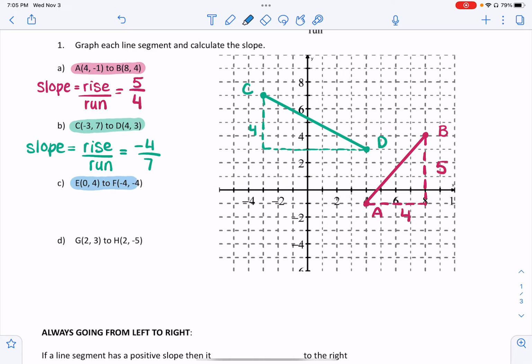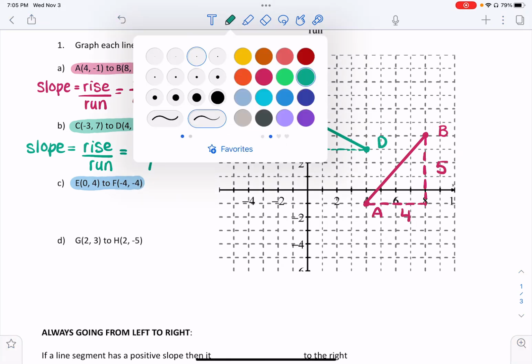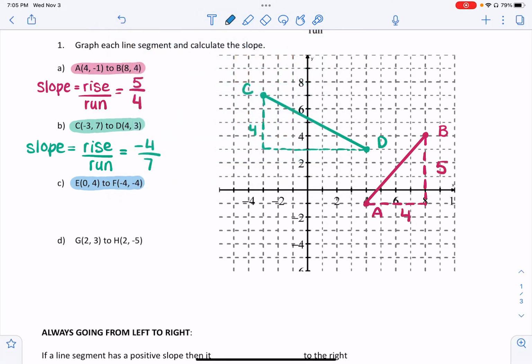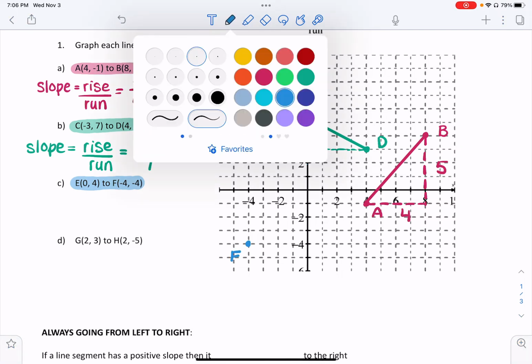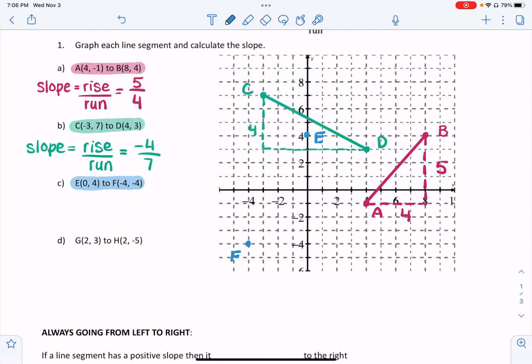So here we have E at 0, 4, and F at -4, -4. So I'm going to start by plotting point E. That was at 0, 1, 2, 3, 4. Again, just going to label it so it's clear which point is which. And then we have -4, -4. And I'm just going to label that one as well. And then we will connect them.